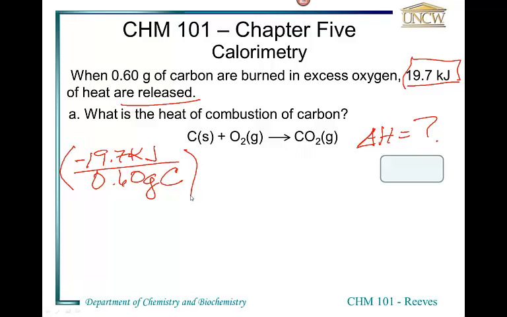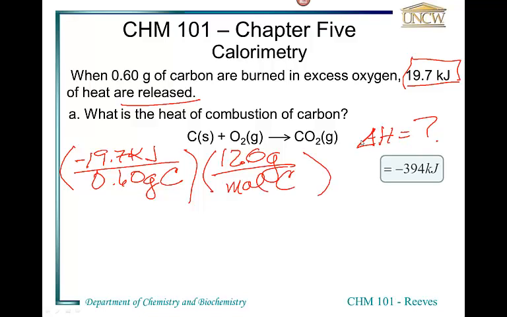Well, we want this per mole of carbon burned, so it's minus 19.7 kilojoules per 0.6 of a gram. If we want to change that to moles, it's going to be 12.0 grams per mole of carbon. And if you do that math, it turns out minus 394 kilojoules is the amount of heat released when a mole of carbon burns. So I got the information from the problem because it told me how much carbon produced how much heat.